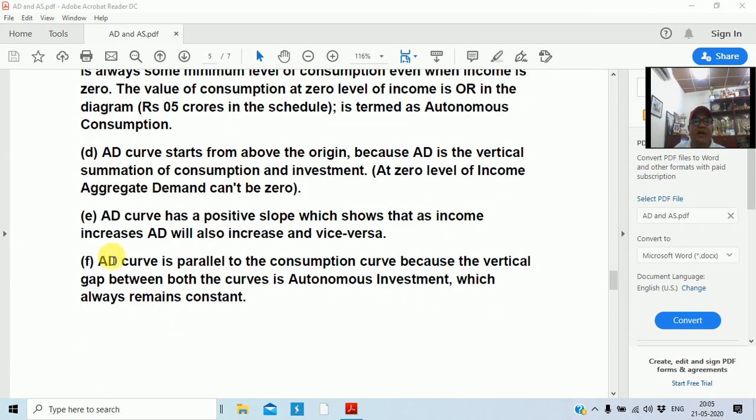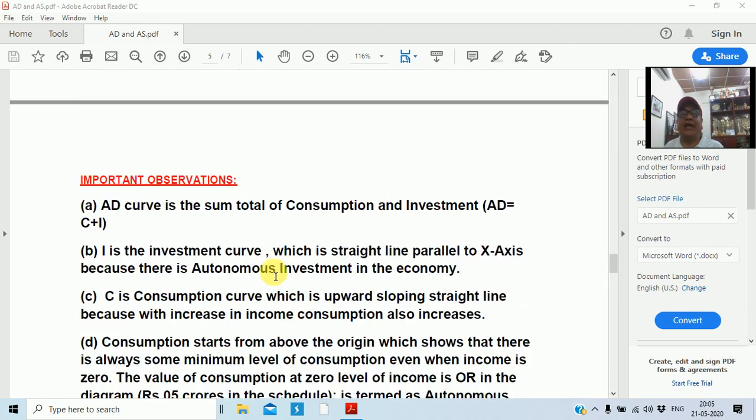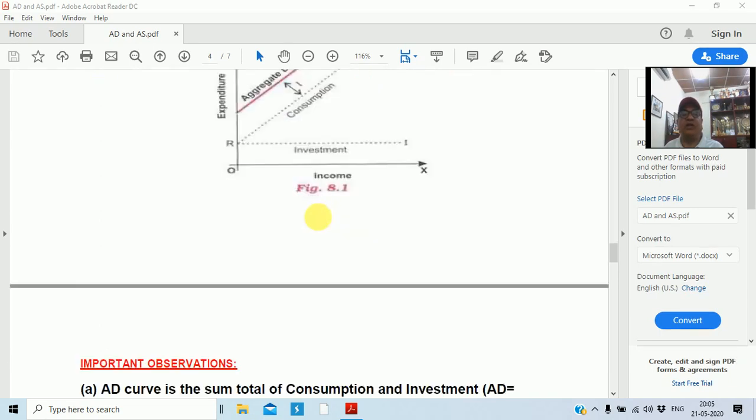Then further, the AD curve has a positive slope, which shows that as income increases, aggregate demand also increases. It is simple. Even if you look at day-to-day life, if income in the economy is going to increase, people are earning more, their demand for goods and services will be more. So both have a direct relation, income and aggregate demand. That's why the aggregate demand curve is upward sloping.